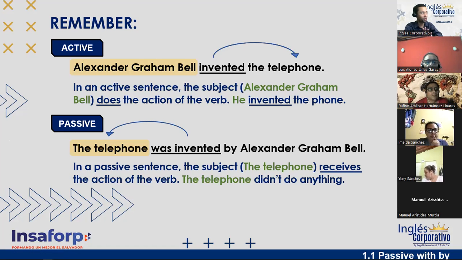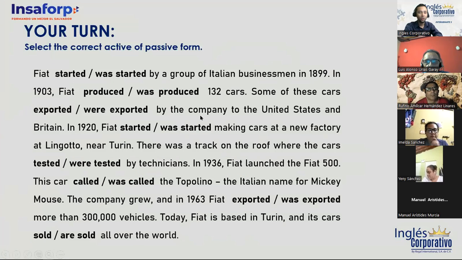Very, very important. We have an exercise right here. For this, we're going to be working in some groups. Let's see, 5 groups of 4 people. This is your turn. Select the correct active or passive form. I am going to give you some minutes to work in the breakout rooms. We were 20, now we are 19. I'm going to prepare 5 groups.